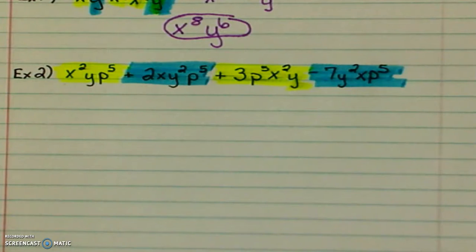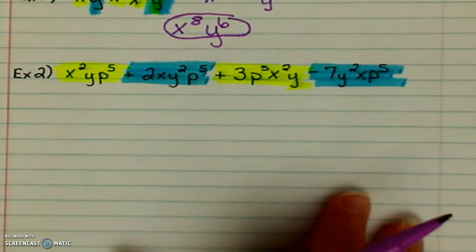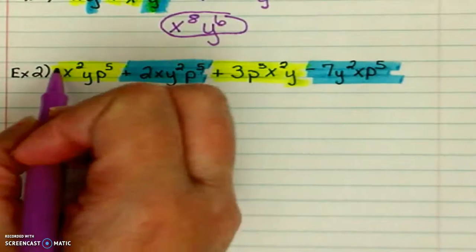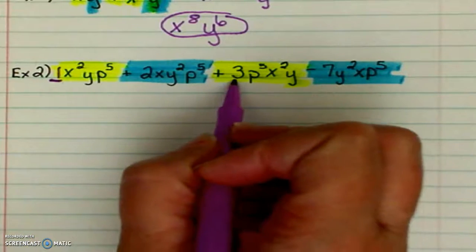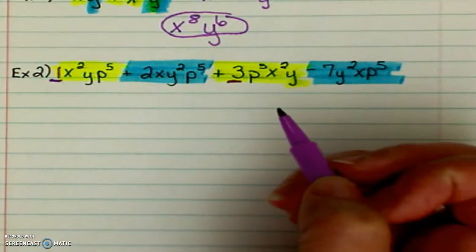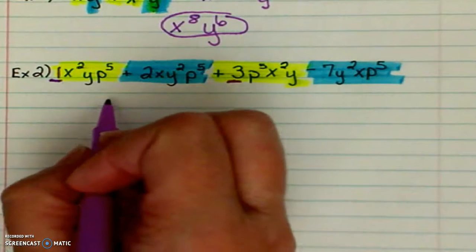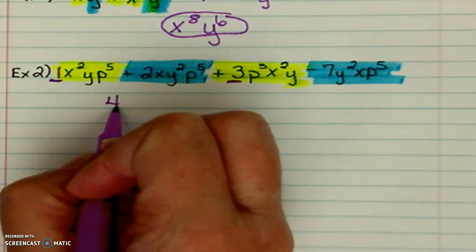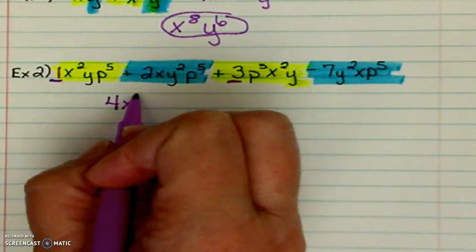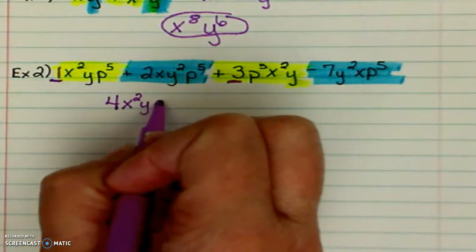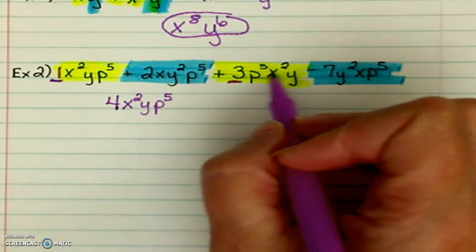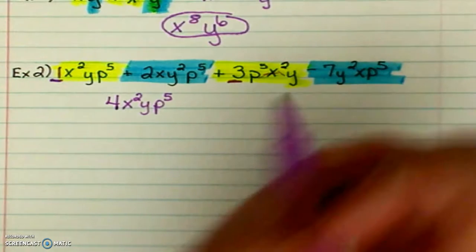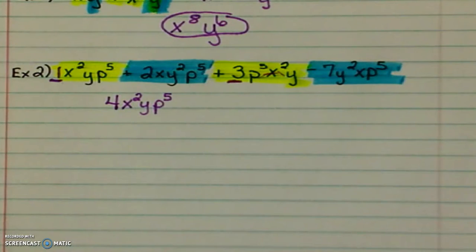Now if you remember when we talked about like terms before and adding them, we would add the coefficients. So we have a coefficient of 1 and a coefficient of 3. So I'm going to add those together. 1 plus 3 is 4. And then I keep those variables the same. The last name does not change. I want to keep that last name the same.